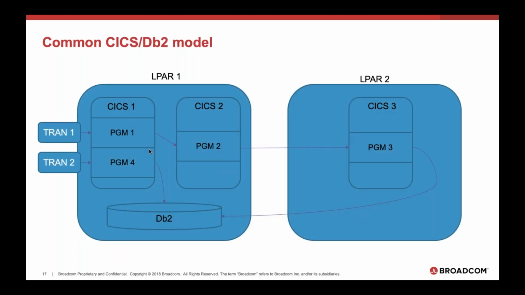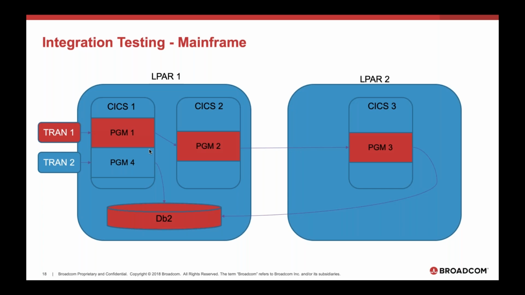Now again, coming back to our common CICS DB2 model that we looked at for unit testing, let's look at it again and see what integration testing means in a mainframe world. In this particular CICS DB2 scenario, one integration test would be transaction 1 invoking program 1, which invokes program 2, which invokes program 3, and then finally does the DB2 lookup. That entire sequence would be one integration test. Similarly, transaction 2, program 4 into DB2, would be yet another separate integration test.